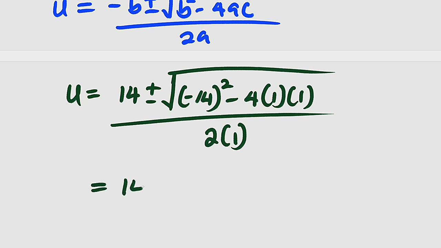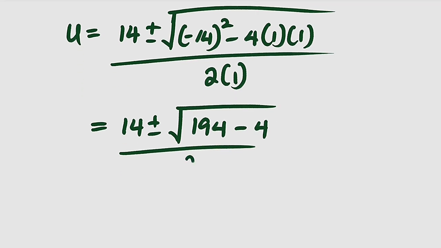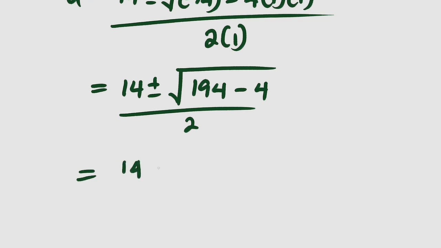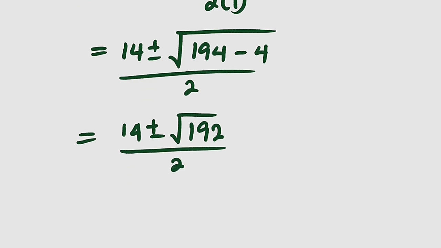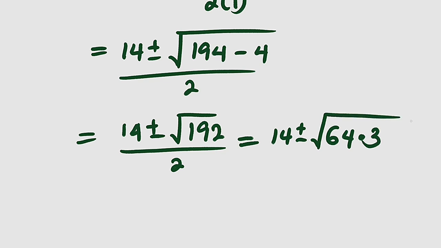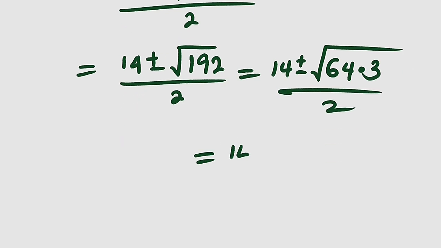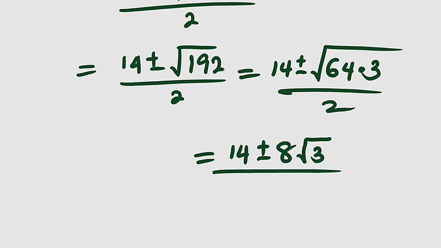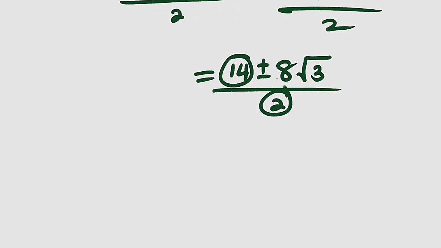Let's simplify this. 14 plus or minus the square root of negative 14 squared is 196, minus 4 times 1 times 1 is still 4. Divide by 2 times 1 is 2. Let's further break it down. We have 14 plus or minus the square root of 192, divided by 2. Let us further break it down. This is equal to 14 plus or minus the square root of 192, which can be expressed as 64 multiplied by 3, divided by 2. So this is equal to 14 plus or minus the square root of 64, which is 8. So we bring 8 outside. Inside we still have 3. Divide by 2. So 14 divided by 2 is 7.